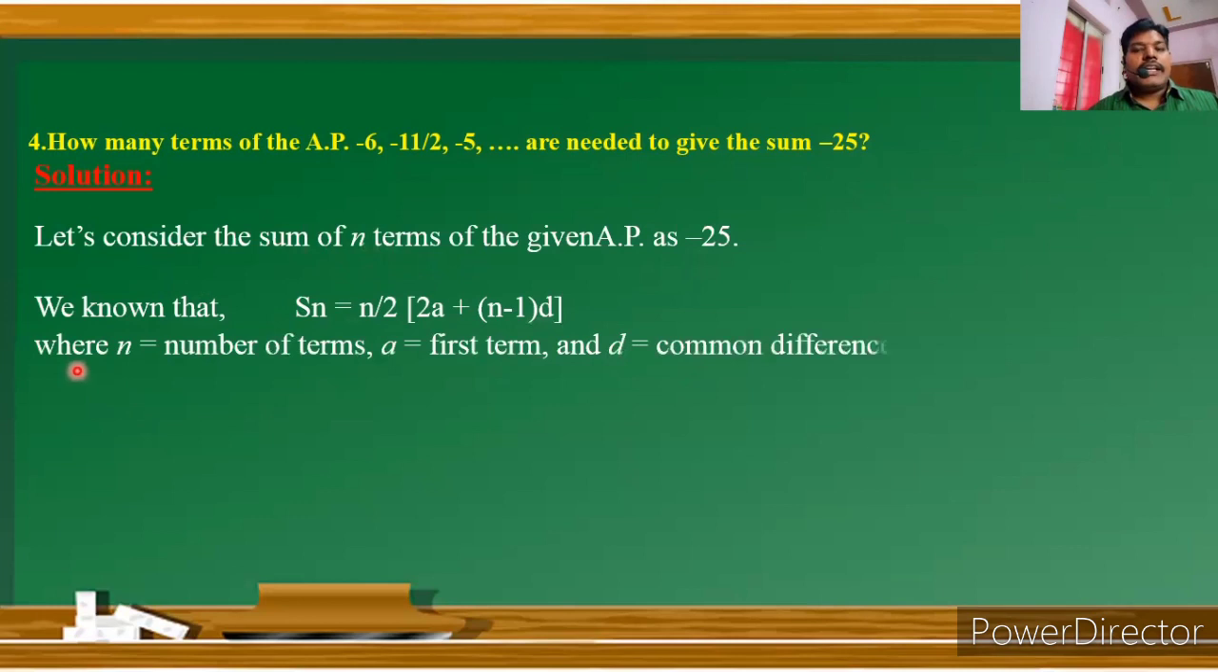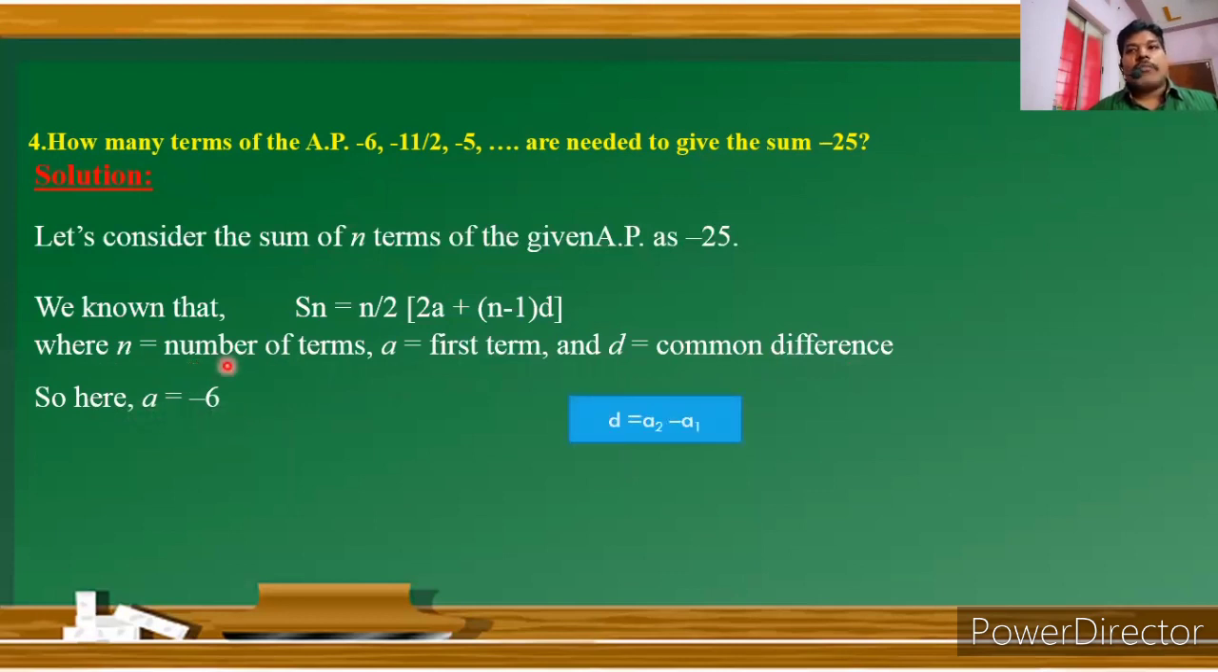So already here, where n is the number of terms, we don't know what the n value is. But a is the first term. What is the first term? First term is minus 6. And d, what is the d? D is the common difference. So what is the a value here? A value is minus 6. And what is the d?